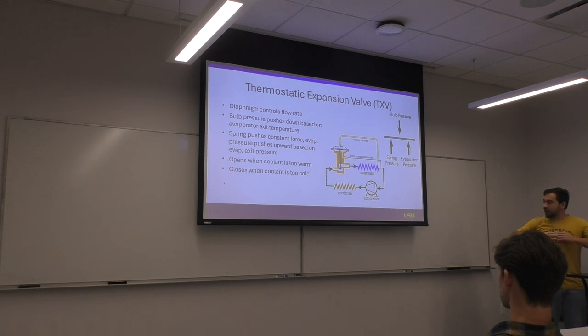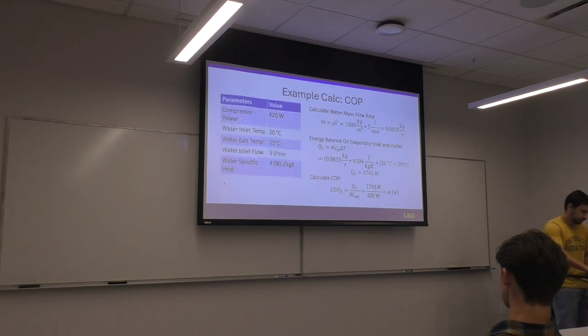This pushes down on this diaphragm right here connected to this needle. There's a spring attached to the needle which pushes up constantly against the force from the sensing capillary, and there's a pressure equalization line that also pushes up. So the purpose of this is that if the coolant leaves the evaporator too warm, it's not refrigerating all the way through. It's not having heat expansion all the way through. So the diaphragm will open the valve a little bit and let more coolant flow through to reach a correct cooling rate, and it closes when the coolant is too cold.